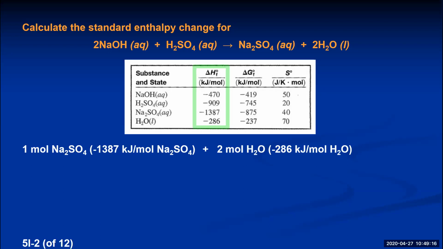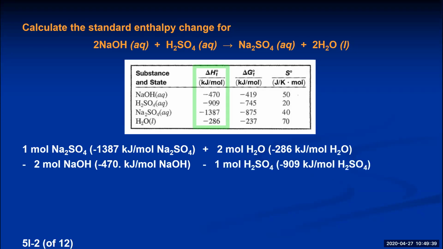Now we're going to subtract the enthalpy of formations for all of the reactants. So there's 2 moles of sodium hydroxide, so I'm going to subtract 2 moles of sodium hydroxide multiplied by its standard enthalpy of formation of negative 470 kilojoules per mole. And there's also 1 mole of sulfuric acid on the reactant side, so I'm going to subtract 1 mole multiplied by negative 909 kilojoules per mole of sulfuric acid.